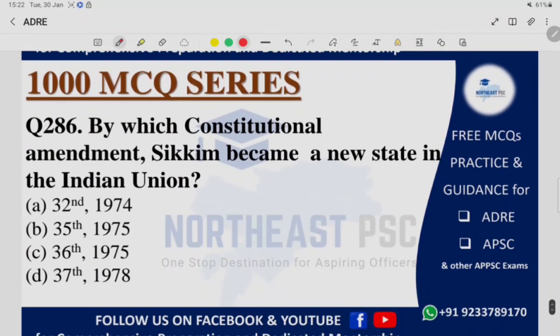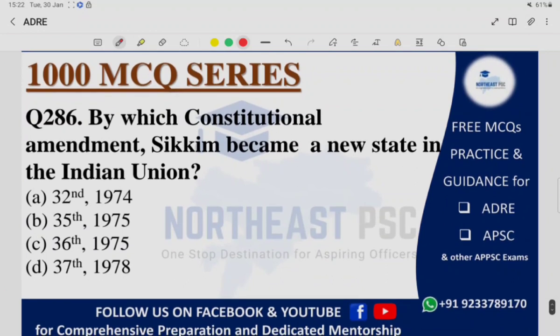So moving to question number 6, okay. By which constitutional amendment did Sikkim become a new state in the Indian Union?